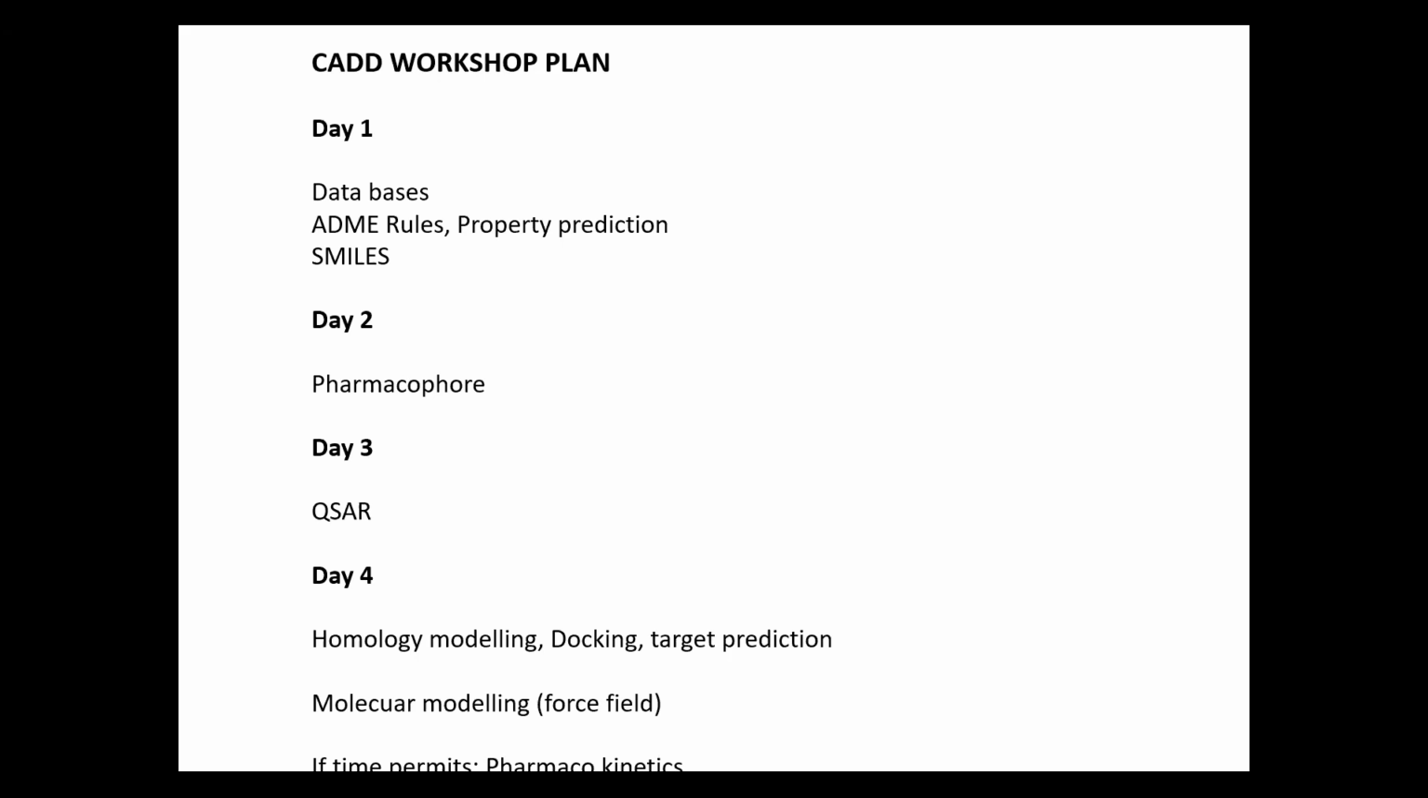And on the fourth day, we will look at homology modeling. We will look at docking. We'll also look at target prediction. We will also look at molecular modeling. And if time permits, we'll also look at something called pharmacokinetics. Pharmacokinetics is, if a drug is given to a human or an animal, how the body acts on the drug. That's called pharmacokinetics. So we will look at that if time permits, of course. So this is the entire plan of the workshop.